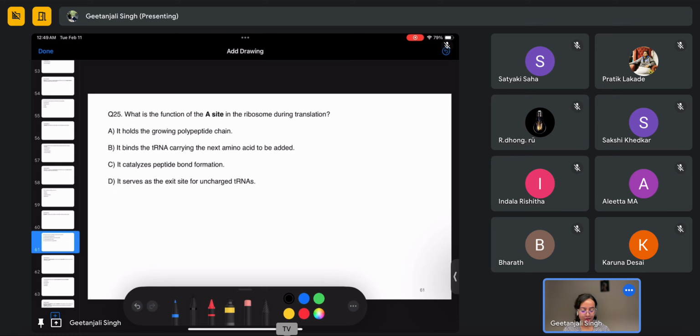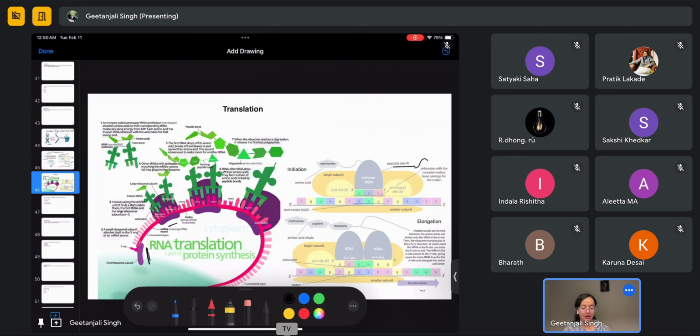Oh, so the larger subunit of the ribosome has like three sites. This is site A, this is P, and this is E. What they're asking, what is the function of site A in ribosome during translation? So think about it. We just discussed this in translation. Here, you can see this is the site A.